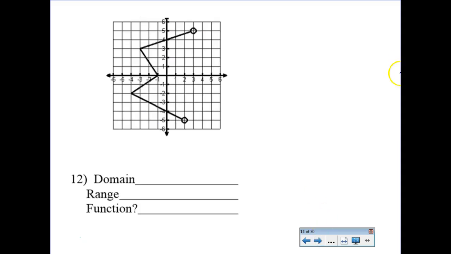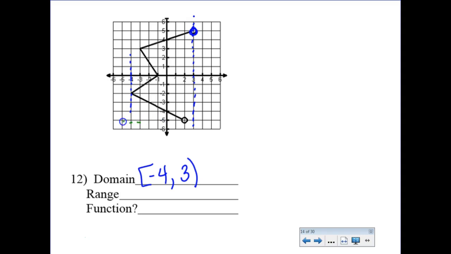All right, 12. Domain. How far left are we looking here for our domain interval? Can you tell? -4, and there is a point there, so it's a bracket with -4. And then the furthest to the right it's going to reach is right here at 3. However, there's only an open circle there, and there's no other ordered pairs. So we need to use a parenthesis.